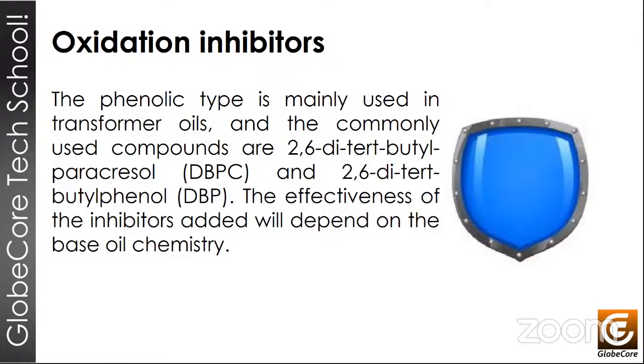And this slide has some really difficult to pronounce names of the oxidation inhibitors, but DBPC and DBP are the two inhibitors that are commonly used, okay? Right, next slide, please.